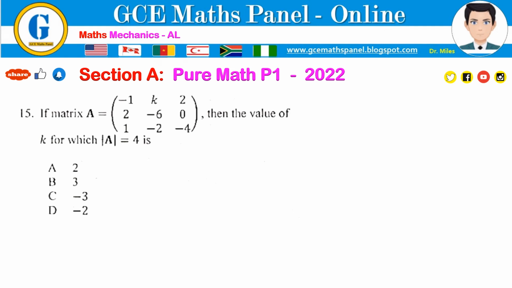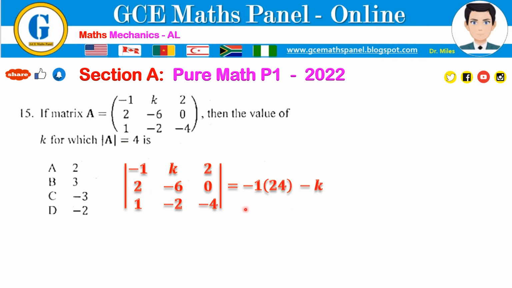Now question 15. If matrix A equals that, the value of K for which the determinant of A equals 4 is. We have good notes on matrices 2 online. So here we just need to look for the determinant. We have minus 1, K, 2, minus 6, 0, 1, minus 2, minus 4. The determinant will be minus 1 into 24 minus K into minus 8 plus 2 into 2 equals 4, because they said it should be equal to 4.